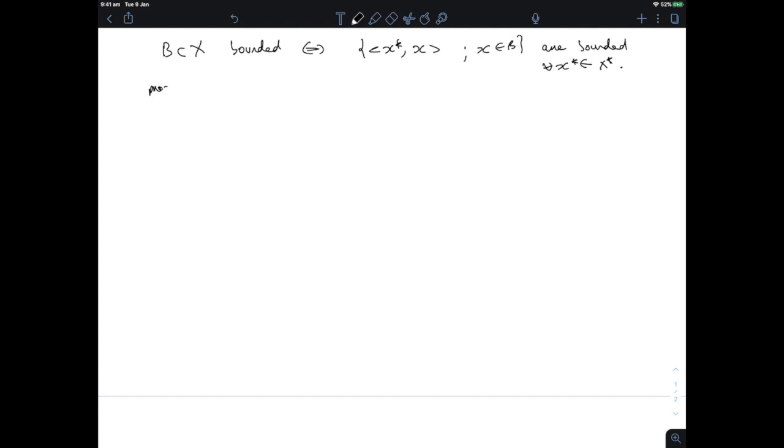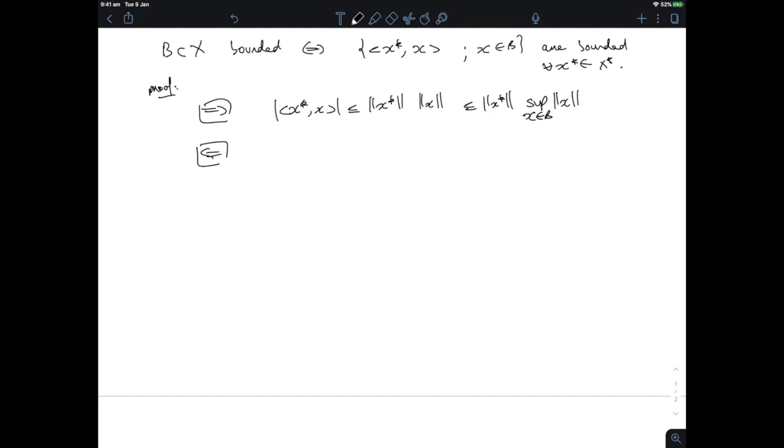Now in the proof, well, one direction is obvious, right? If you're strongly bounded, then you're weakly bounded because x star x is always going to be smaller than the norm of x star times the norm of x. So this is smaller than the norm of x star times the supremum over all x in B of the norm of x. So if B is bounded, then the set of all duality products x star x for x in B are also bounded. Now the other direction that requires our uniform boundedness principle, it's the weak implies strong.